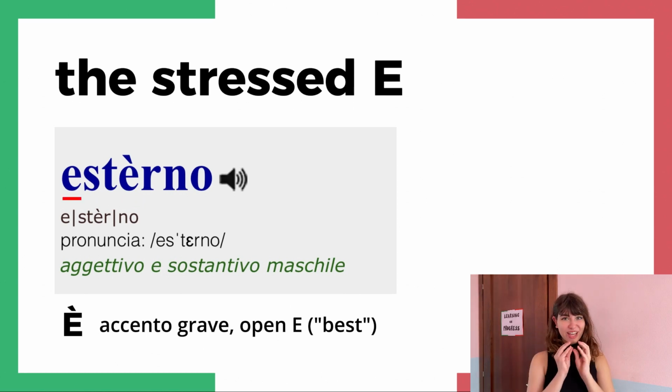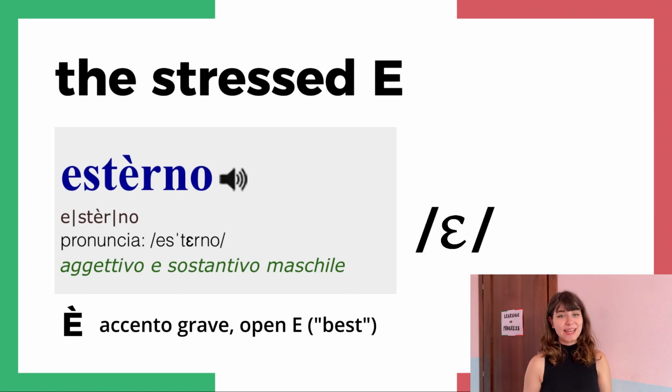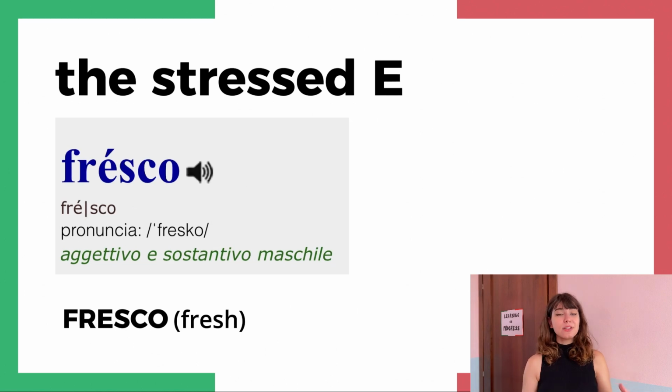Esterno, veil, best. Esterno. Also, if you're familiar with the International Phonetic Alphabet, you can look for this symbol which indicates an open E. Let's look at another word, fresco.